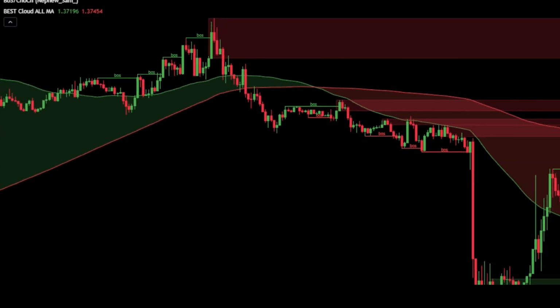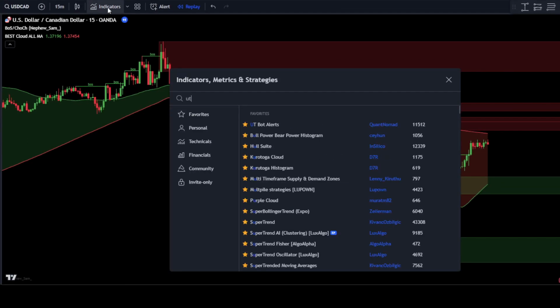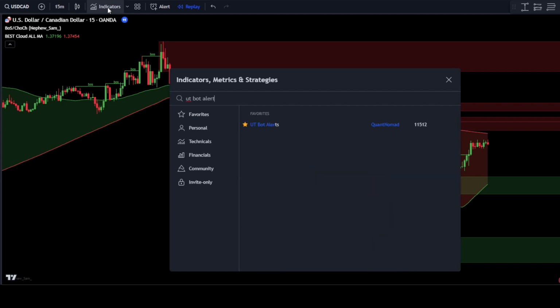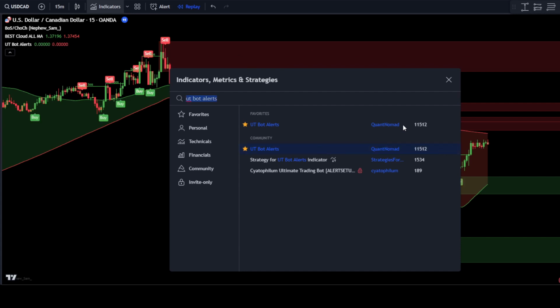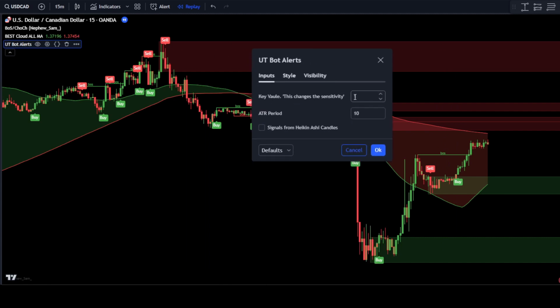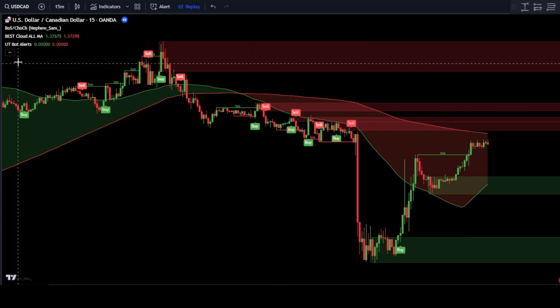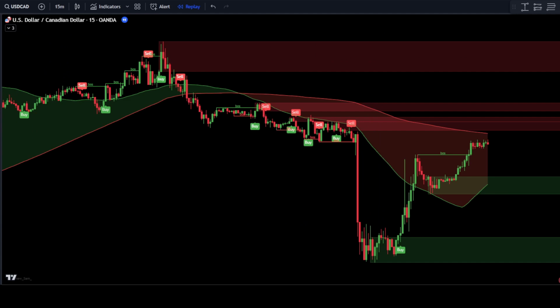Now add the third indicator that will be used as a guide for placing orders in the market. Go to the Indicator Search tab and then type in UT-Bot Alerts. Then select UT-Bot Alerts by QuantNomad. Next, go to the settings of the UT-Bot Alerts indicator. In the Input tab, change the key value to 2 and then change the ATR period to 1. After that, go to the Style tab. In the Style tab, uncheck the bar color option. Once done, just click OK to confirm the changes. Now your indicators are ready to use.